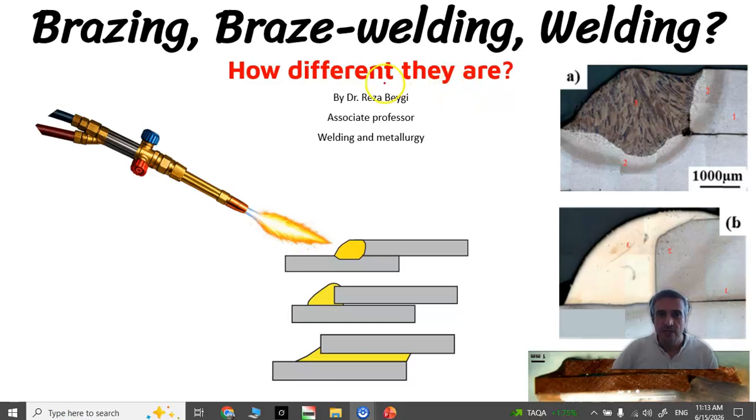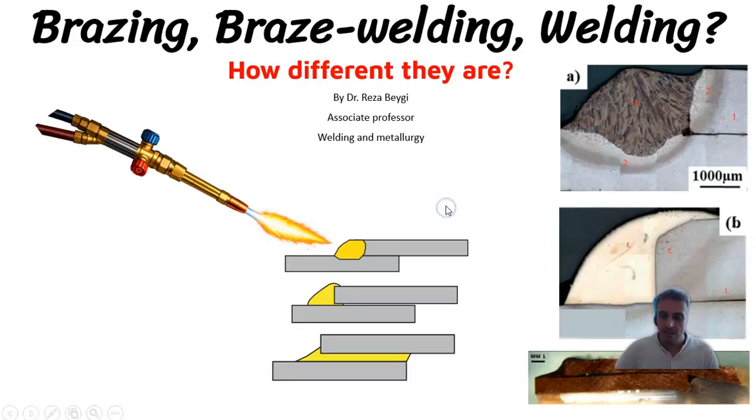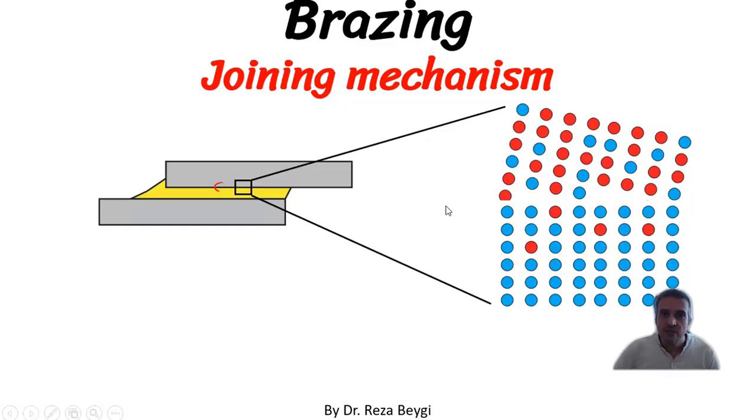In this video, we will explore three different joining processes: brazing, braze welding, and welding. We also clarify the fundamental differences between these processes. First, we begin with brazing.